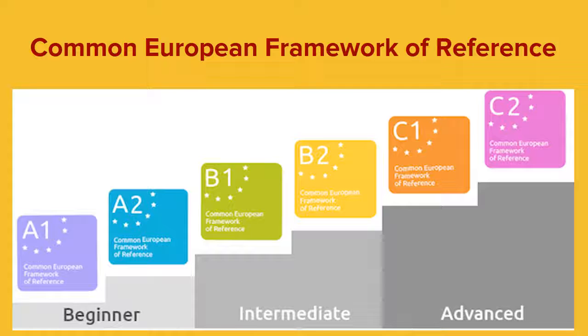And it has sort of three main categories, the A, the B, and the C category. And each of those three stages is broken down into two parts. So we have A1 and A2, which is sometimes described as beginner stages, B1 and B2, which is intermediate, and C1 and C2, which is sometimes described as advanced.